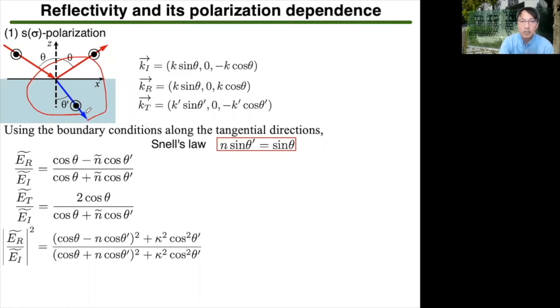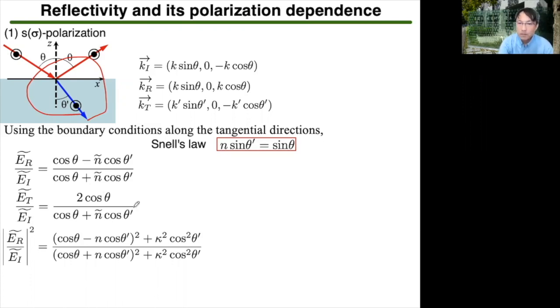For both polarizations, Snell's law determining the refraction angle theta prime is the same: n sine theta prime equals sine theta. Here, n stands for the real part of the complex refractive index. This law tells us that the refraction angle theta prime is lower than the incident angle theta if n is larger than 1. Also, the other formulas of the reflectivity are basically similar to those for the real number refractive index with imaginary part kappa of 0.